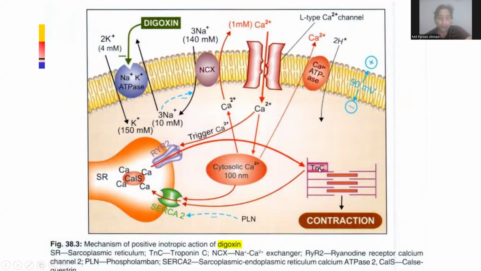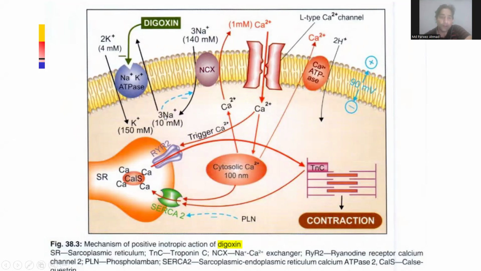99% of the calcium is again taken back by the SERCA2, that means the sarcoplasmic reticulum calcium ATPase channels, and again stored in the sarcoplasmic reticulum. And then 1% of the calcium now moves and tries to go outside. The 1% calcium is removed by the sodium calcium exchanger and exchanged with sodium ions.